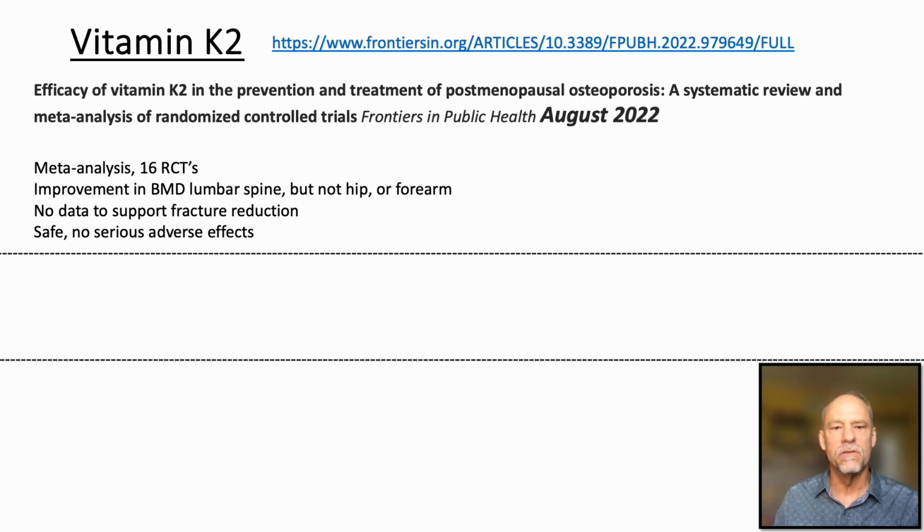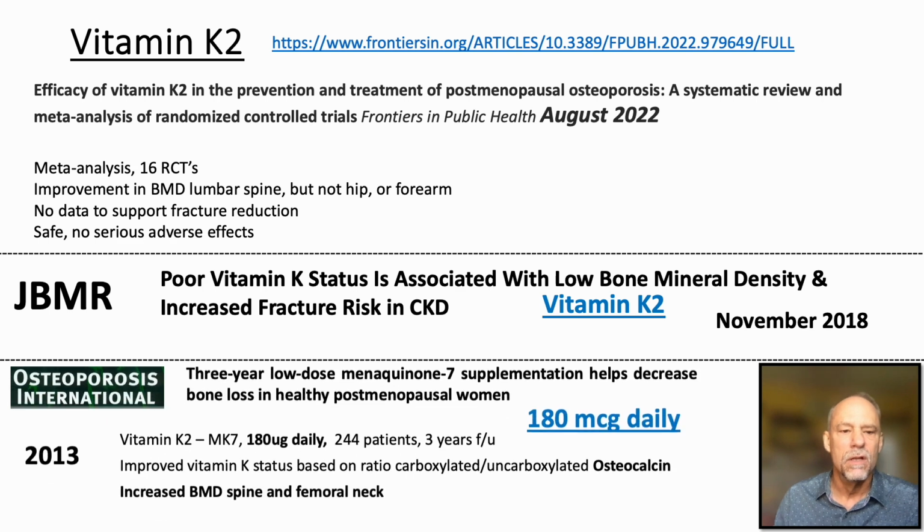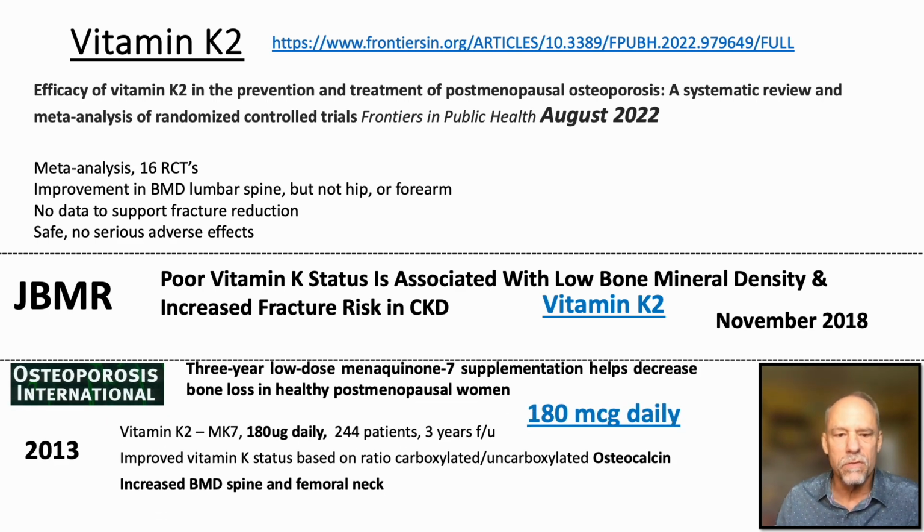Let's look at vitamin K2. This is an August 22 paper. It's a meta-analysis, and it showed that there was improvement in lumbar BMD, but no clear improvement in this study at the hip or the forearm. This is a study in the Journal of Bone and Mineral Research. Poor vitamin K status is associated with low bone mineral density in chronic kidney disease. So just to show you that vitamin K is involved in bone health. And this is the most important study of the three. This was a 2013 study that 180 micrograms daily in 244 patients followed for 3 years increased bone mineral density at the spine and the femoral neck. It increases osteocalcin. I'll show you the mechanism here.